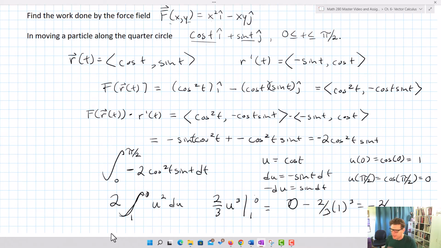All right, I decided to do a little integration. Felt like I would have some fun. There we are. So it's negative 2/3.